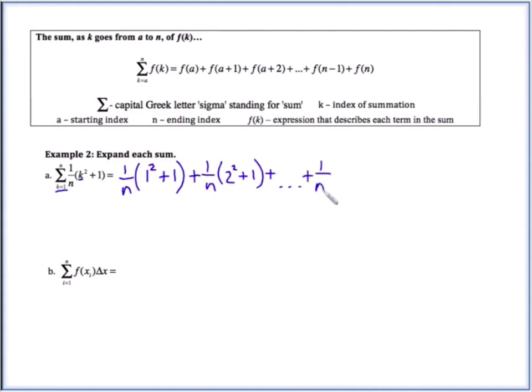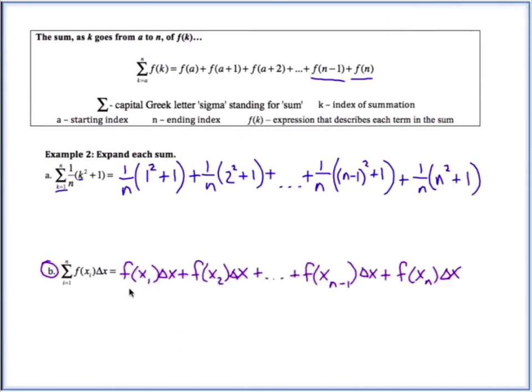So then we do 1 over n. And just like this part has f of n minus 1, we're going to include that here as well. So we're going to go all the way till we get to n minus 1 for our k value. And then we're actually going to finish with f of n. So we get plus 1 over n times n squared plus 1. All right, so this is how we would expand this sum that looks just like this. All right, I want you to try letter B now on your own.